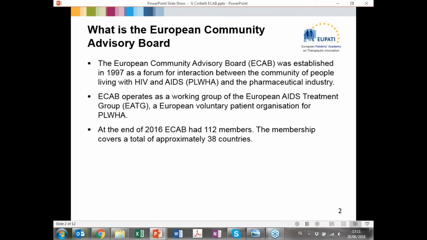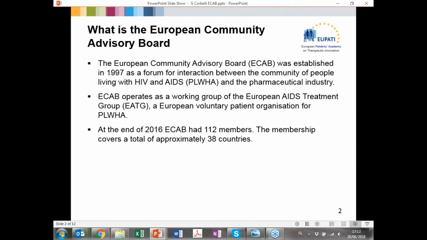So in this very peculiar moment, a group of European activists, following some examples coming from the US, tried to coordinate themselves to present themselves as a unique group towards other stakeholders, mainly pharmaceutical companies who were developing the new drugs at that moment.